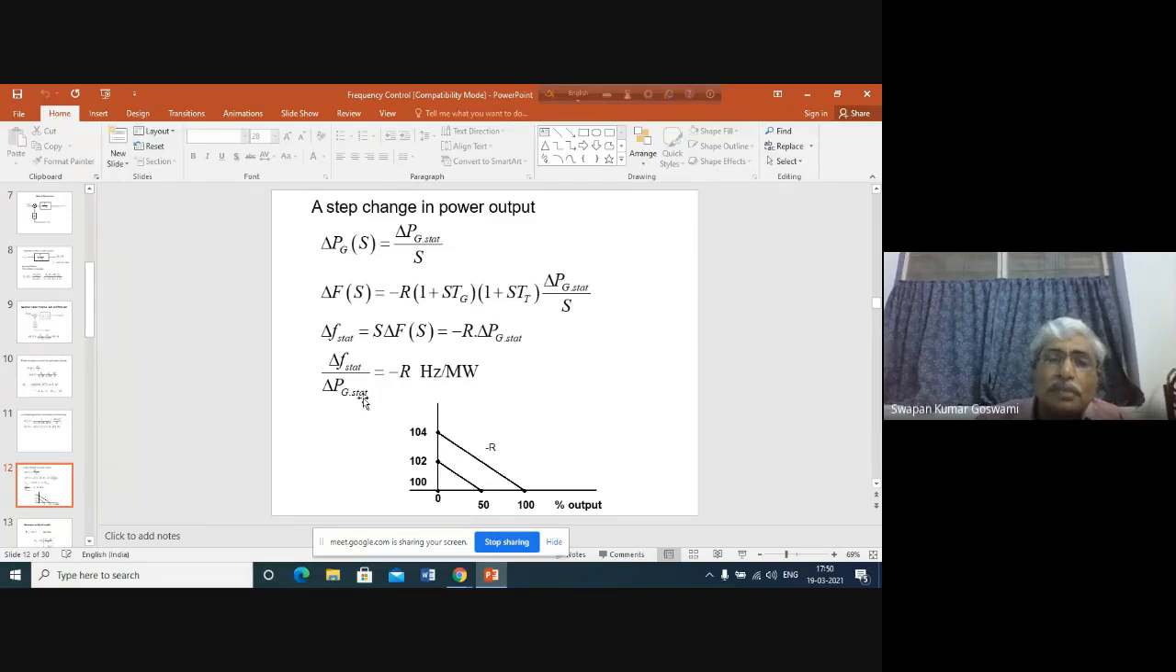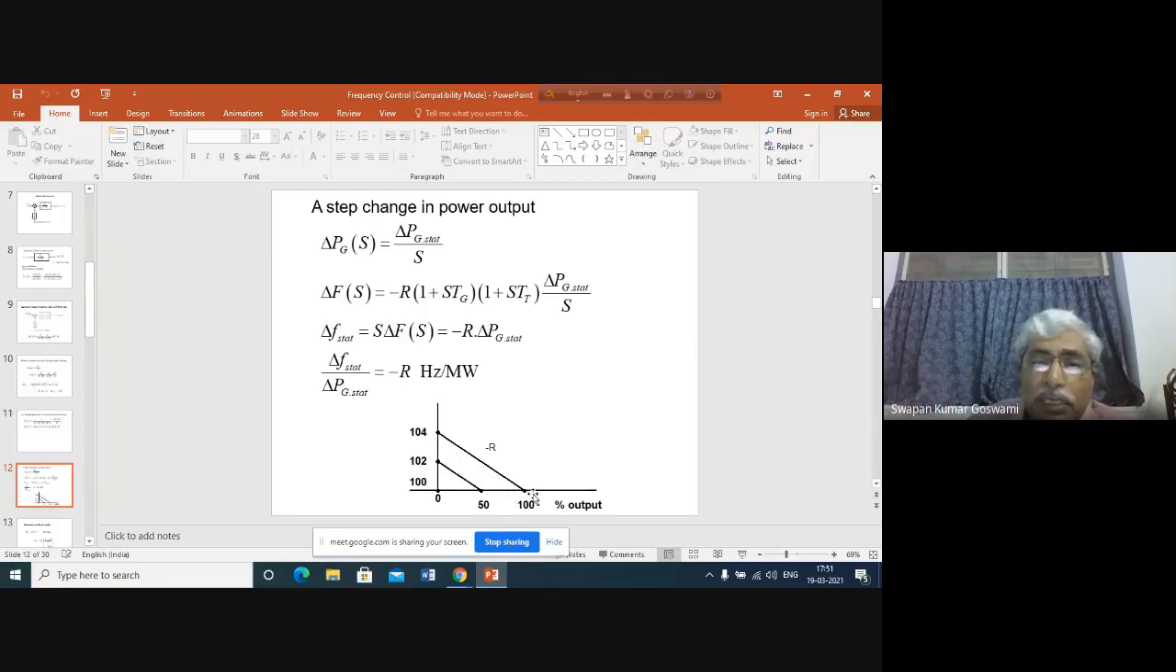Del F, del PG, this relation is representing the characteristics of the governor now. The system is such that the frequency is allowed to change, because we are considering a generator connected to a terminal load only. So from this we can understand the response of the governor, and how it has a drooping characteristic like this.